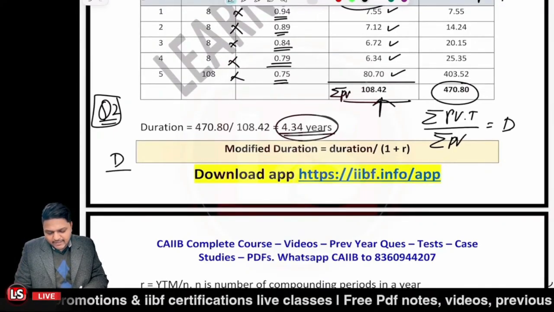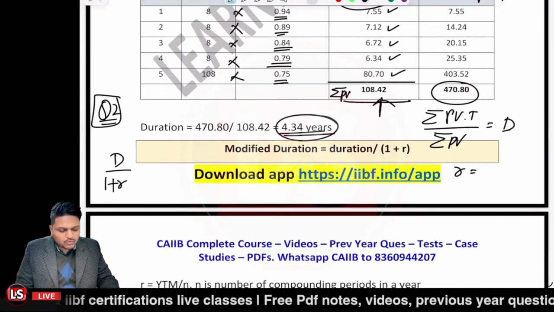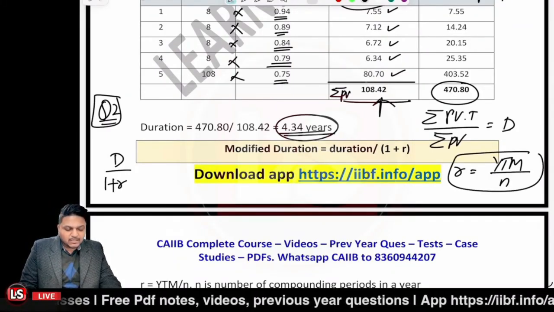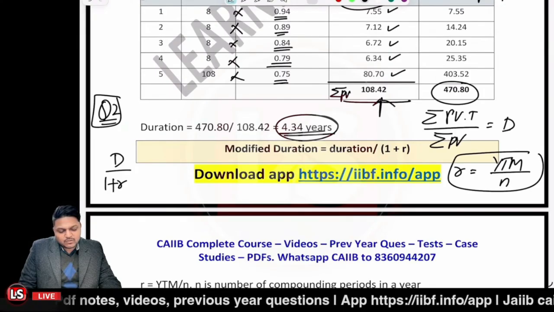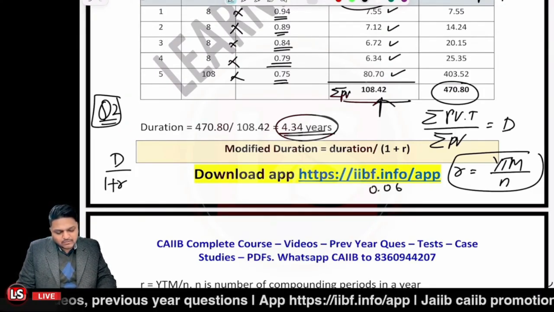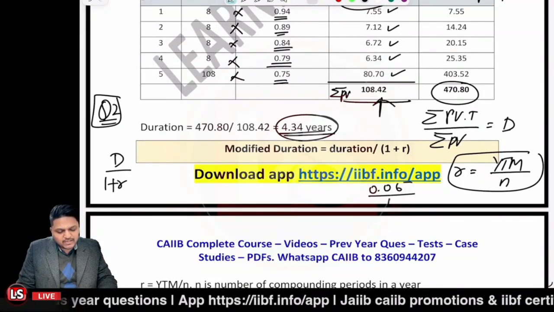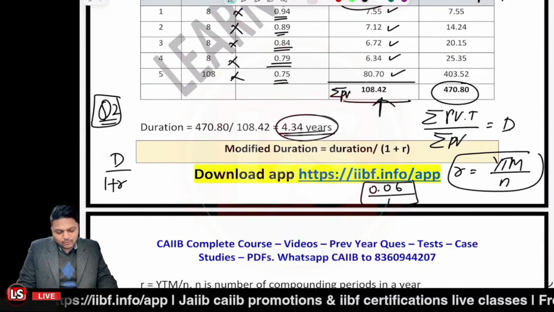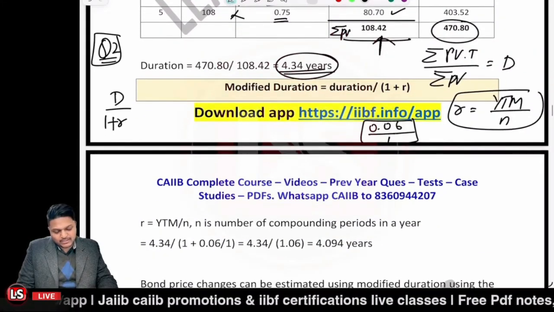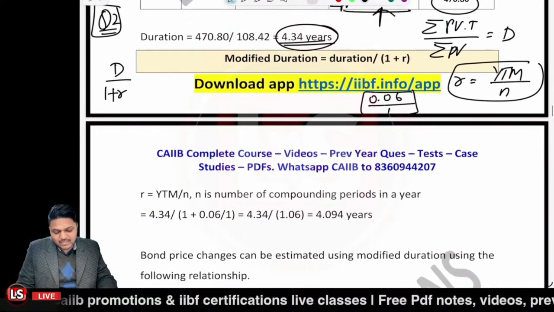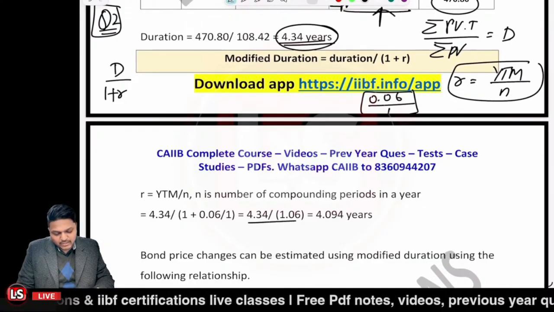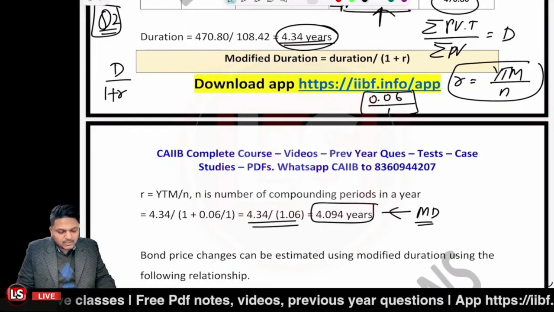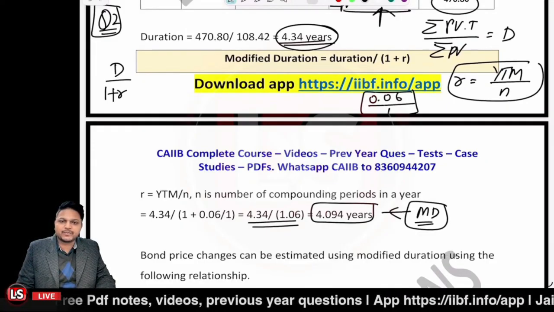Formula is D divided by 1 plus R, where R is equal to YTM divided by the frequency, that is N, frequency of the coupon, right? So it is YTM divided by N. YTM is 0.06, that is 6%, and N is equal to 1 because we are going to get the coupon annually. So it will be 4.34 divided by 1 plus 0.06, that is 1.06, right? So here we calculated it to be 4.094. This is the modified duration that we calculated, right?